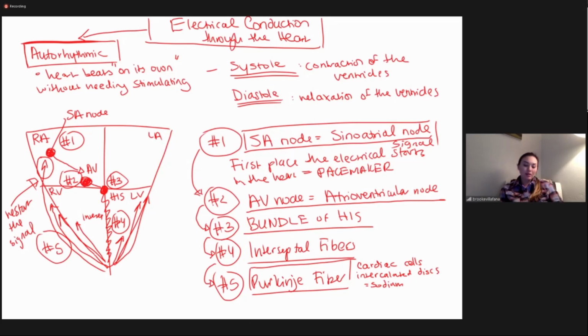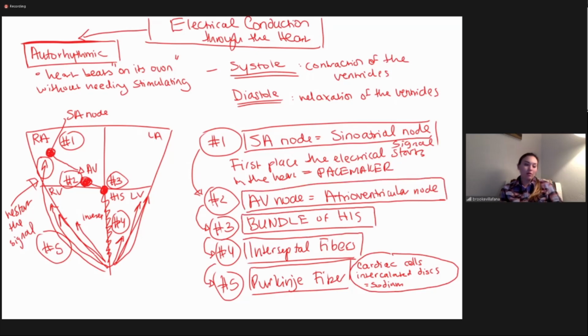Well, when we get into all of this, the SA, AV, bundle of His, and interceptal, that's where we actually see those intercalated discs that you guys learned about before. So they're kind of coming back here, helping those signals to travel all throughout the heart chambers. Okay. So remember what we start with and what we finish with.